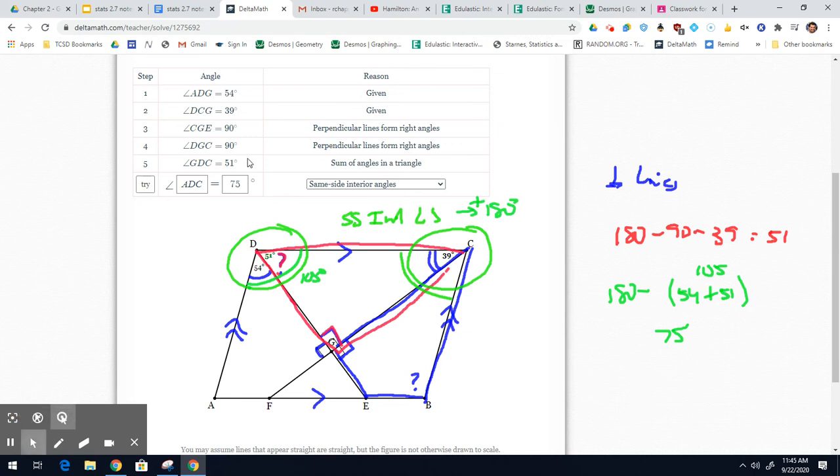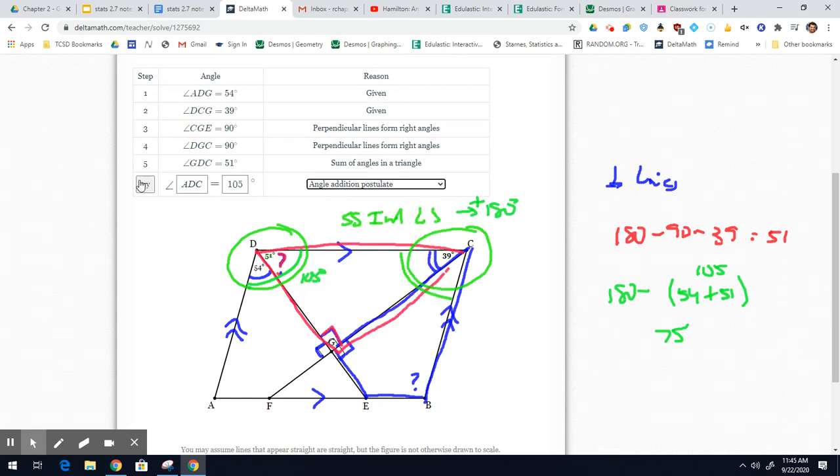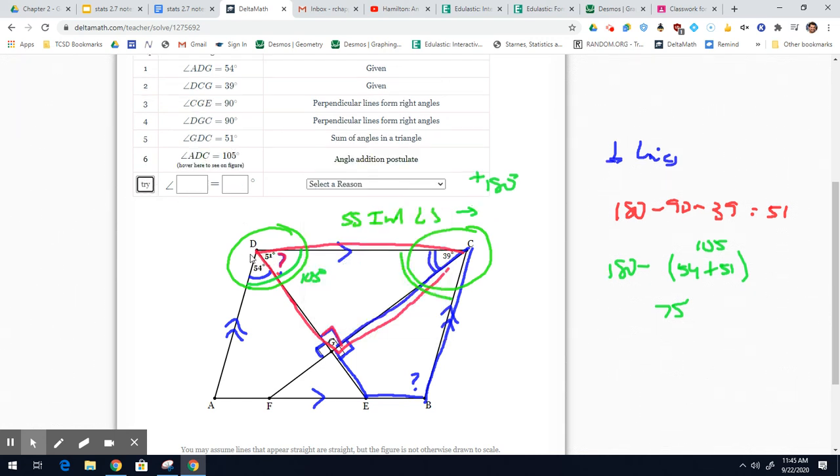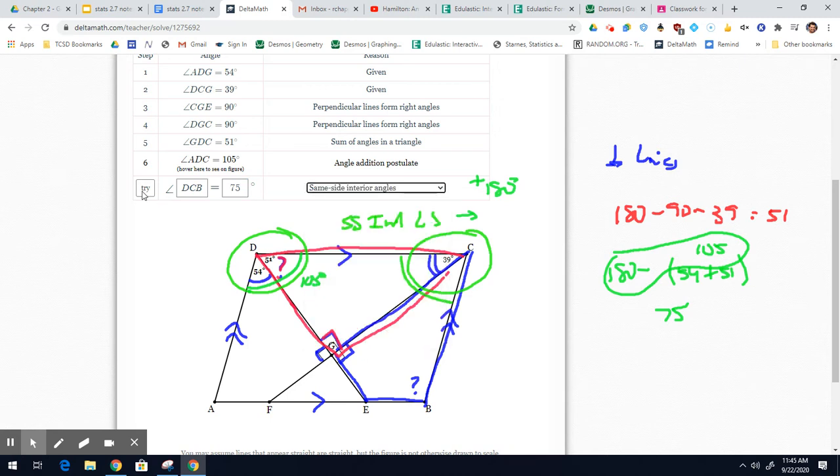So ADC is 105. So again, just listen to the words, and that's just by simple angle addition. Okay, so now once I have that as 105, now I can say, okay, right here, 180 minus 105. And that's 75. That is now DCB. DCB is 75 because of the same side interior angles.